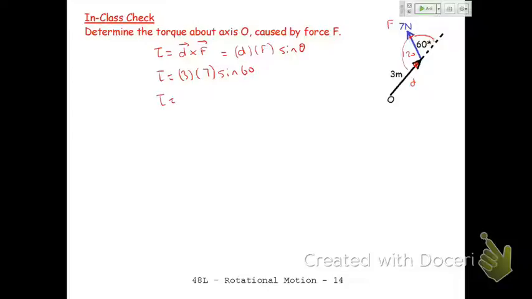So then torque is equal to, and oh man, I brought my calculator with me. So what do I check first of all? I check them in degrees because I'm working in degrees. And I go 3 times 7 times the sine of 60, and that equals 18.18. That's what I'm getting. Yep. Call it 18. What would the units be? Newton meters.